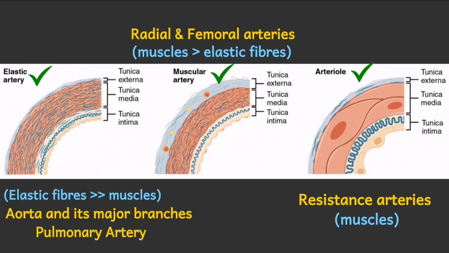So the point I want to make here is that arteries generally carry blood away from the heart, but we have three types of arteries. We have the elastic arteries, the muscular artery, and then the resistance artery. The resistance arteries are actually arterioles.